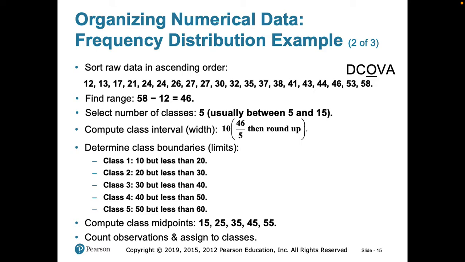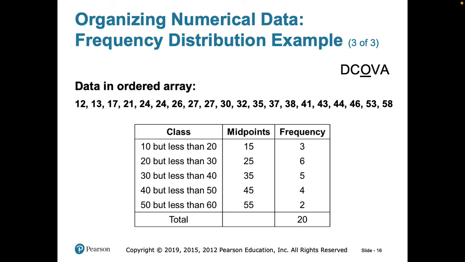For the last one, it is 50 plus 60, that gives us 110, divided by 2, that comes to 55. And then what you do after that, you count the observations and you assign them to classes. And here it is. So we have our ordered array starting from 12, which is the lowest, to 58, which is the highest. And then we count the frequencies for each class.